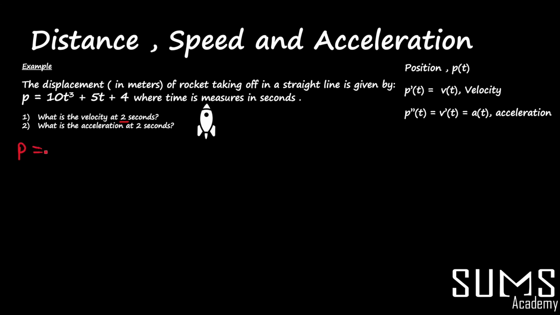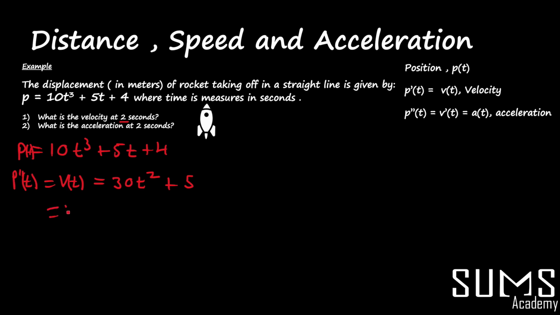So you have p equal to 10t cubed plus 5t plus 4. So that's p of t. And then, what is p dash t, which is also equal to velocity v of t? That is equal to 3 times 10, 30t to the power of 3 minus 1, so 30t squared, plus 5t. That t just becomes 1, so that just becomes 5. So that's our expression there.